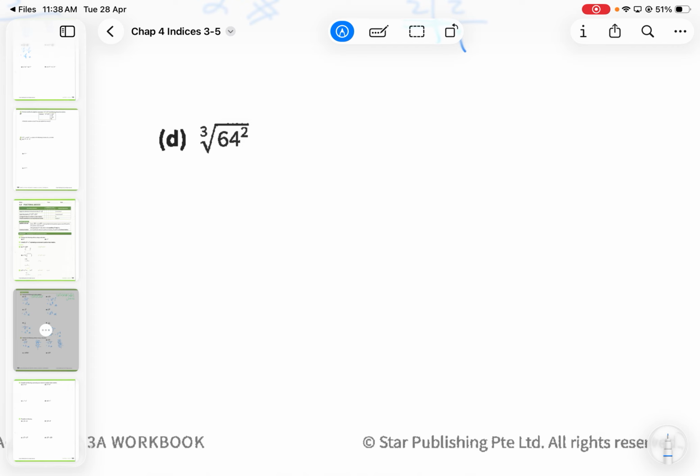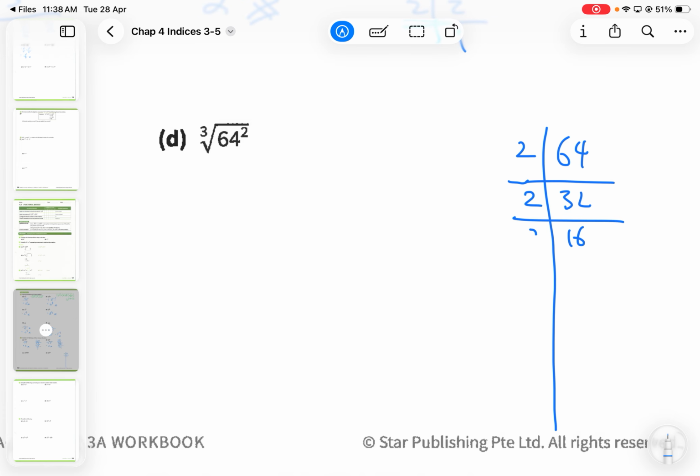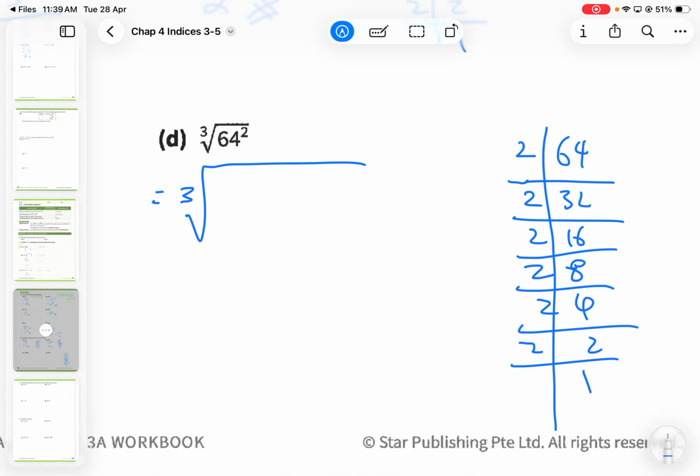64 squared. Do I want to go and multiply it out? Wow, 64 times 64? No. I want to work with simpler numbers. So 64, I break it down. Break it down. Break it down. 64 is actually 2 to the power of 6. 64 is being squared. So my 2 to the power of 6.